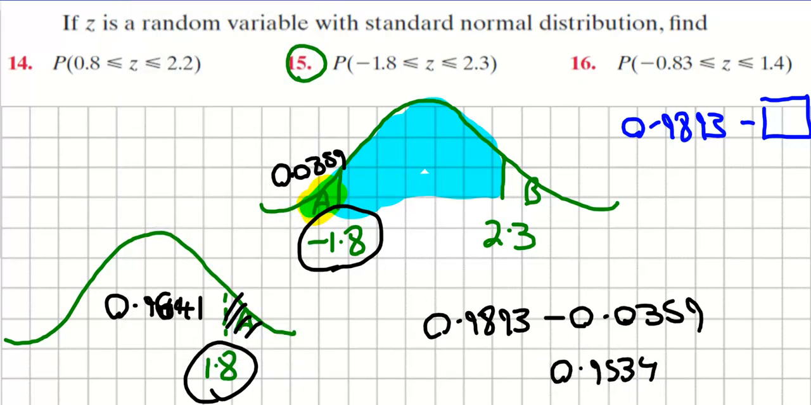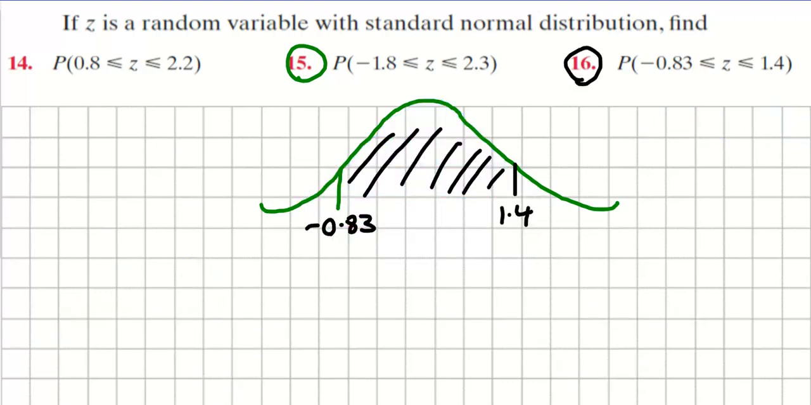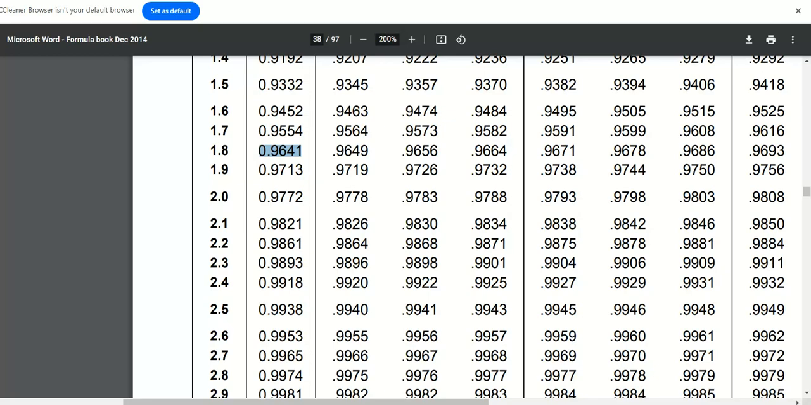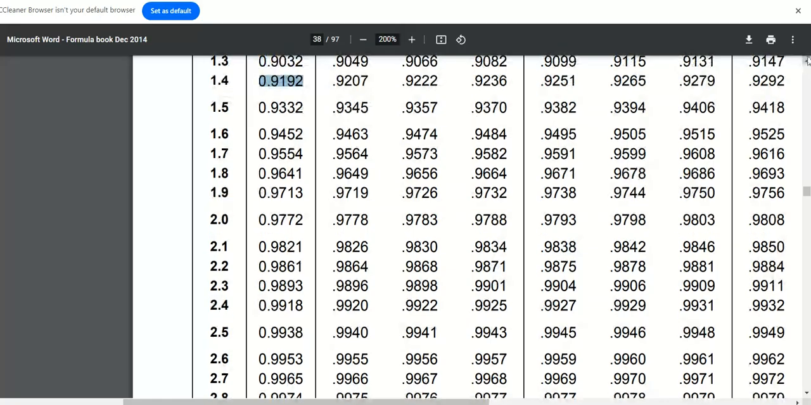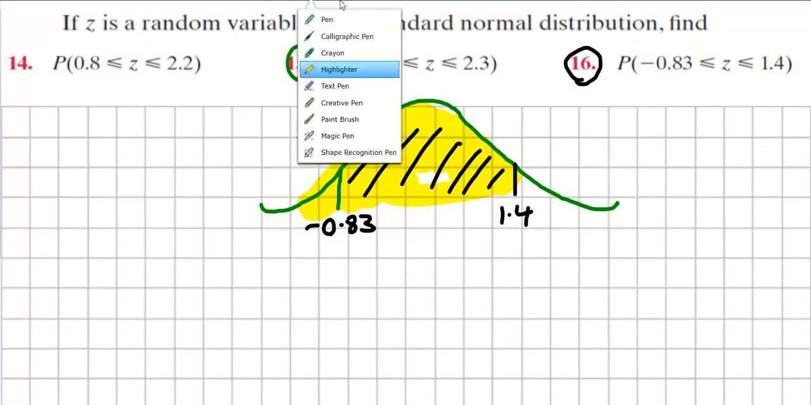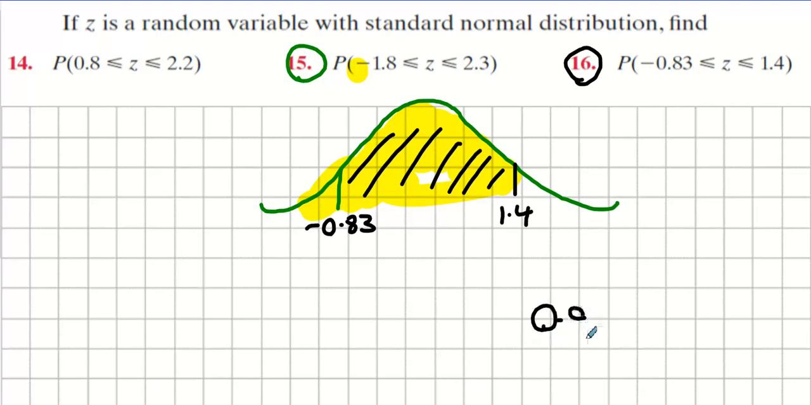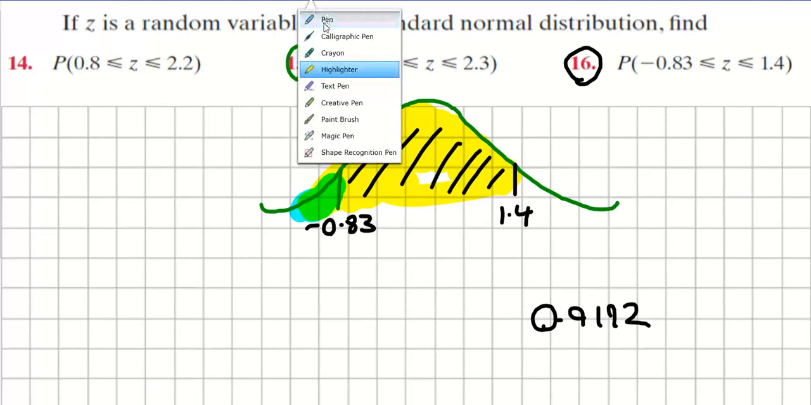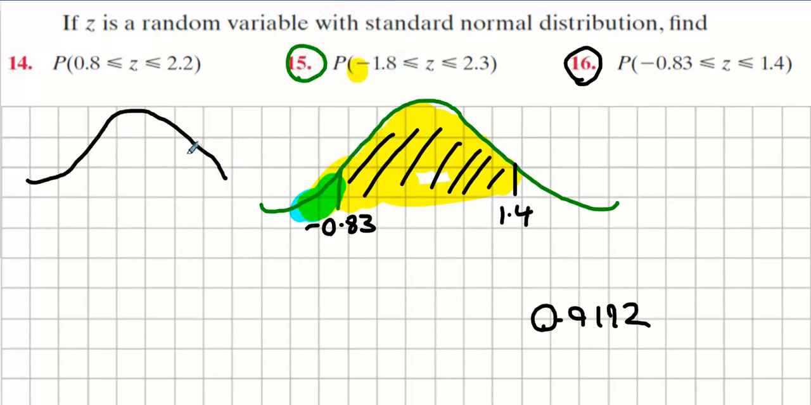Okay. Now, first thing I'm going to do, and you guys can call this out for me. What is the yellow region? Everything below 1.4. What you get? Who got 0.9192? Okay. So is everybody happy that that yellow region is 0.9192? Okay. My black region that I'm looking for is smaller than that, isn't it? It's smaller than that because I have to take away this green/blue region here, don't I? And that green/blue region is the same thing as being bigger than 0.83. It's the same thing as this region here.